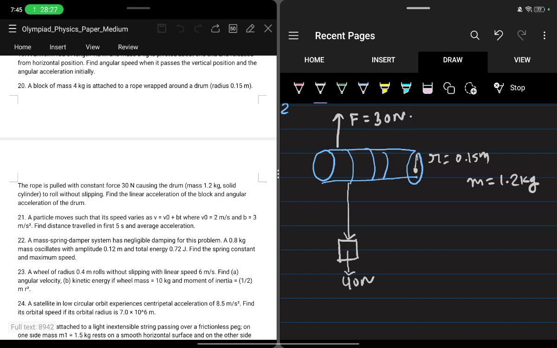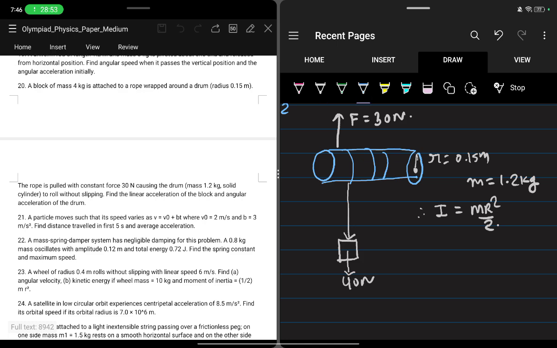So now you must be familiar with the moment of inertia of the cylinder, solid cylinder. Okay, that is mr square by 2. Are you getting my point? Yeah, that's the formula I told you. Remember in the previous session that the moment of inertia of a solid cylinder is mr square by 2.